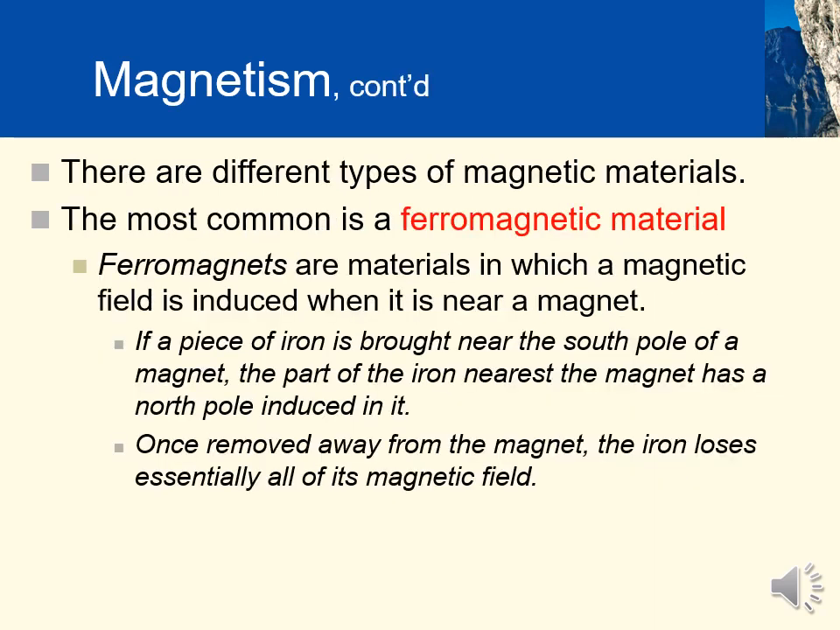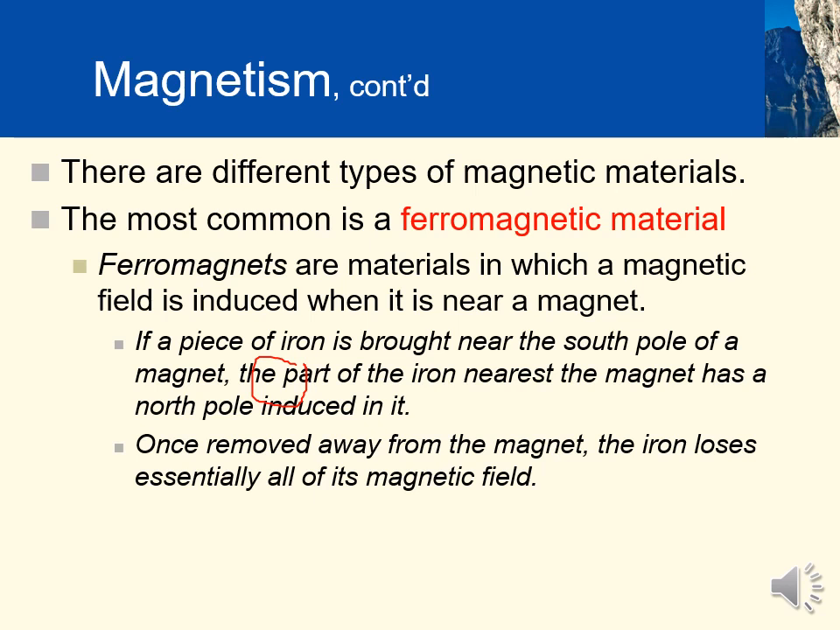Okay, here we will classify materials according to their magnetism into three types. The first is called ferromagnetic material, the second paramagnetic material, and the third diamagnetic material. In this chapter we'll talk only about ferromagnetic material. Ferromagnetic material is exactly like iron or metals in general. What does that mean? Ferromagnetic materials are materials in which a magnetic field is induced when they are near a magnet.